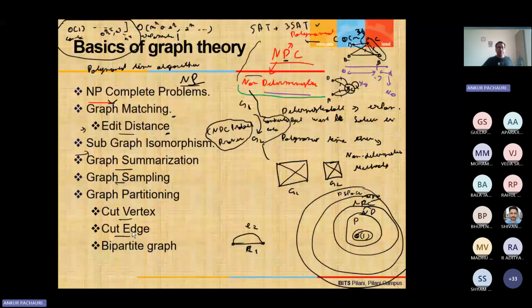Then same for cut edge, we can say edge set also. Removal of that edge makes the graph disconnected. So it can be a single edge, it can be a collection of edges also. If a certain number of edges are removed from the graph, for example multiple bridges are demolished, that cuts one city from the rest of the country. So those bridges will be the candidates of the cut edge set. Okay, bipartite graph I've already explained. Clear?